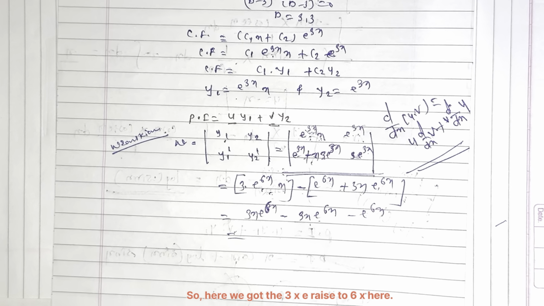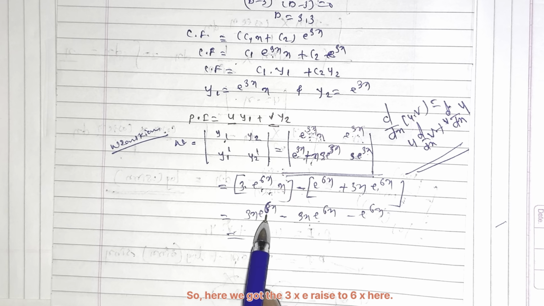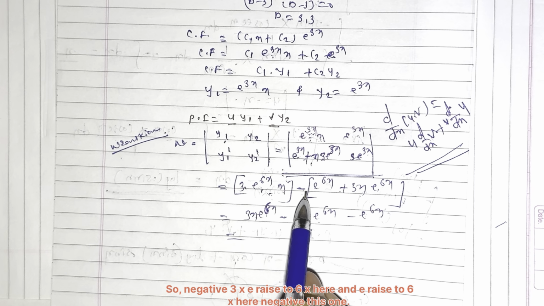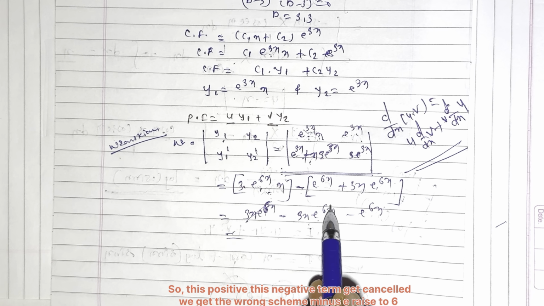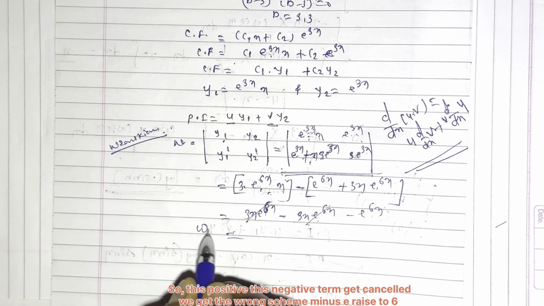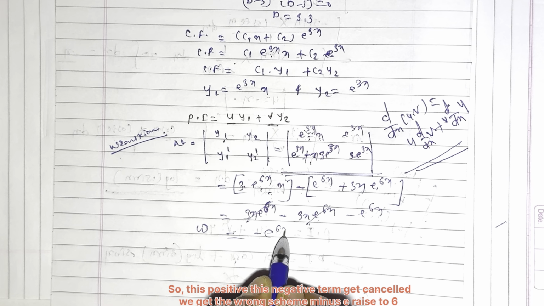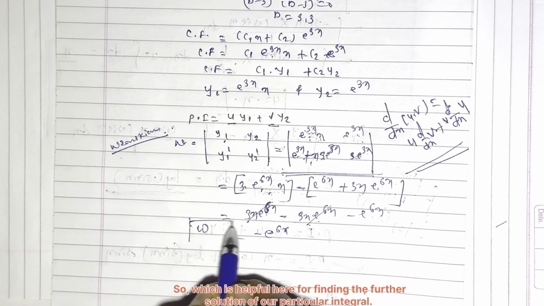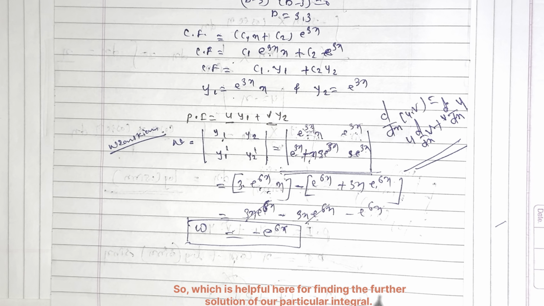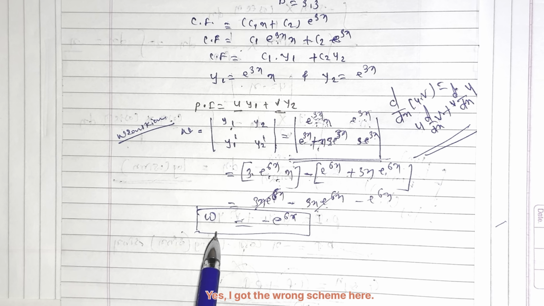So here we got the 3x e raised to 6x, so negative 3x e raised to 6x here and e raised to 6x here. Negative this one, so this positive and this negative term get cancelled, we get the Wronskian, minus e raised to 6x here. This one is our required Wronskian, which is helpful for finding the further solution of our particular integral. Yes, I got the Wronskian here.